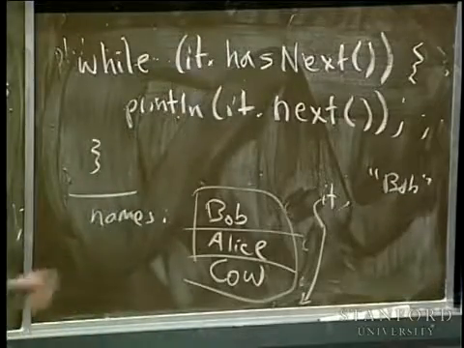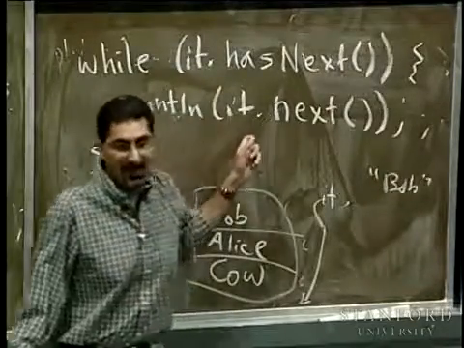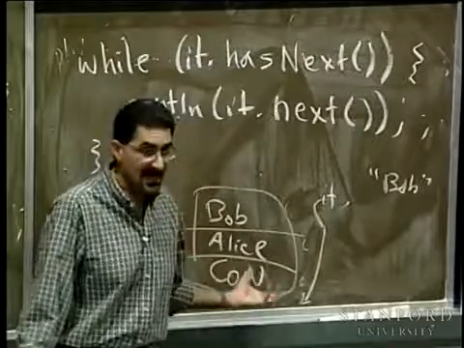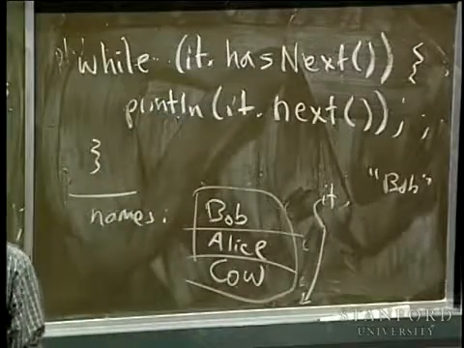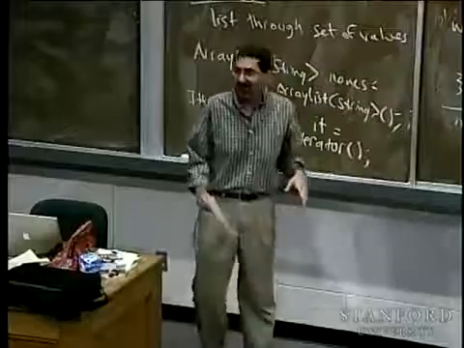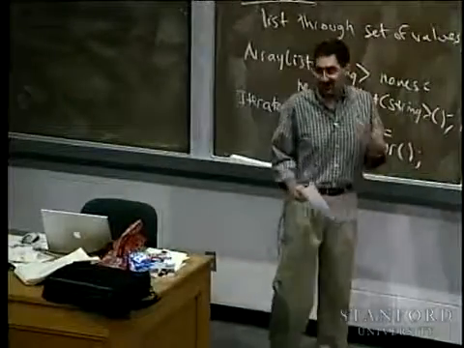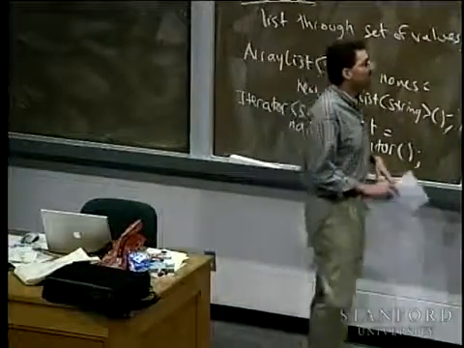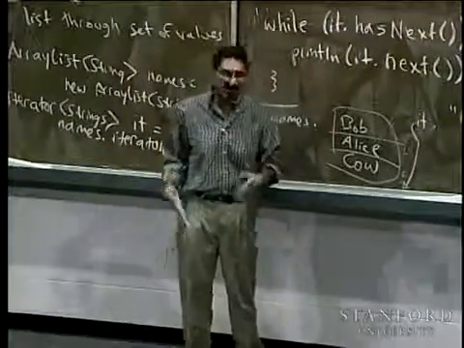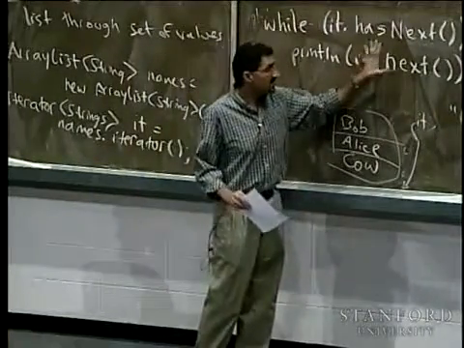Okay? And that's why you always want to check if it has a next value before you ask for it. Because if you ask for a next value when it doesn't have a next value, that's bad times. Okay? And if you really want to know what that does, just try it in your code, and you can find out. It's always good to try some of the error conditions yourself. But this is the simple idea.